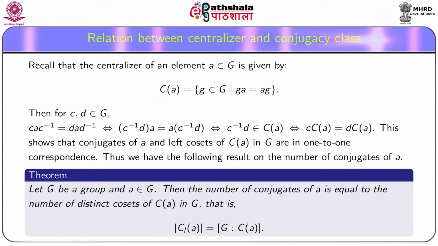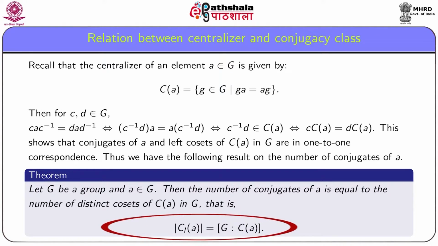In the following theorem, we establish that the number of distinct conjugates of A is equal to the number of distinct left cosets of C(A) in G. Let G be a group and a belong to G. Then the number of conjugates of A in G is equal to the number of distinct left cosets of C(A) in G. That is, the order of CL(A) is equal to the index of C(A) in G.